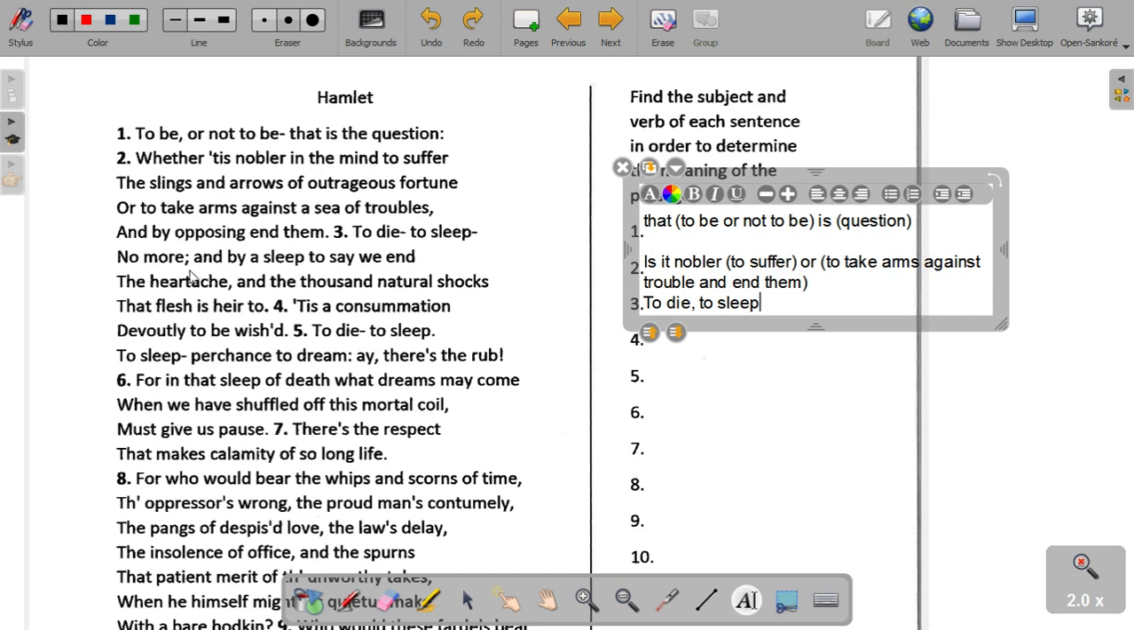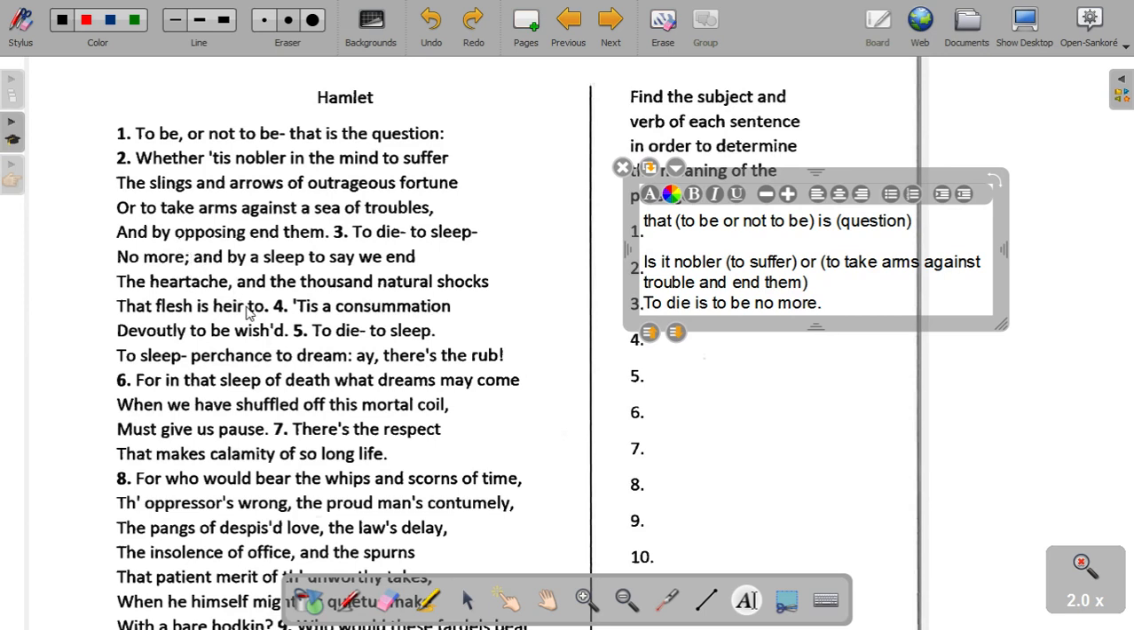So the verb here is understood. So to die is to be, going back to the "be" here, to be no more. And then it has another sentence. Whenever you see a semicolon, it means it's introducing a new sentence.